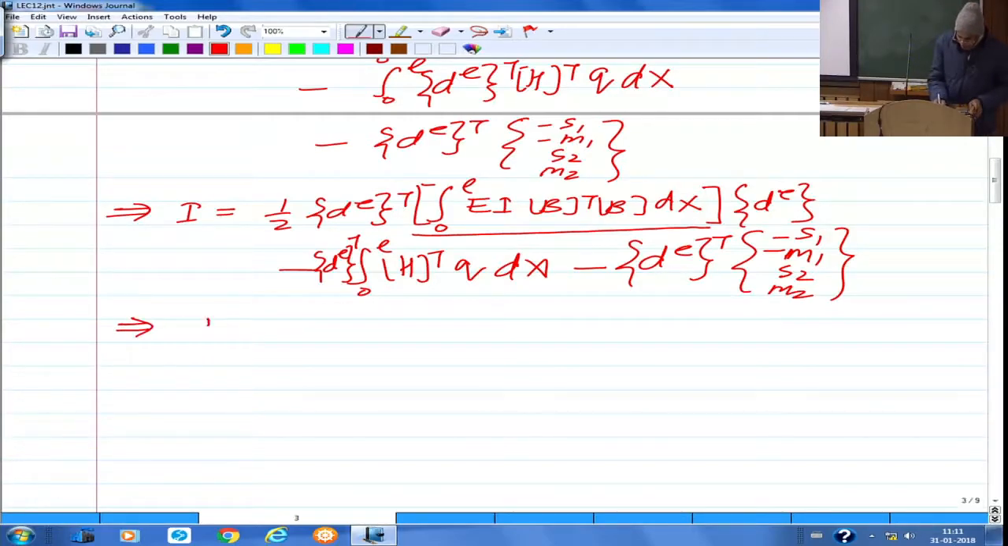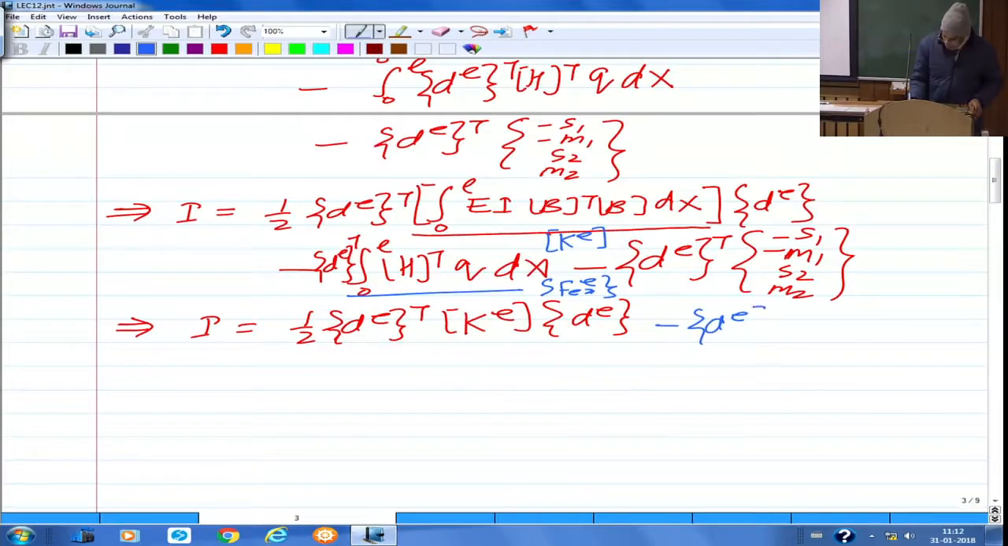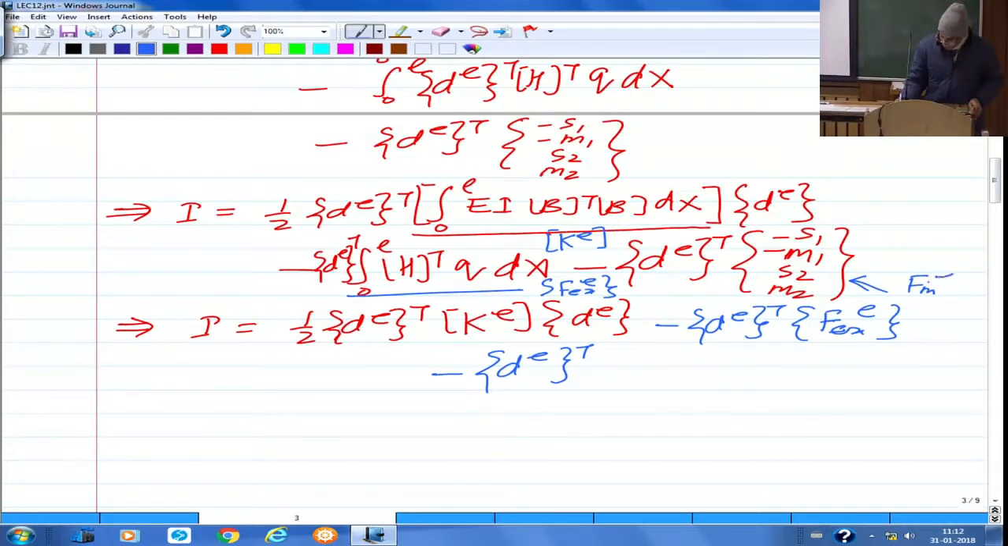So we rewrite this as half of d^e transpose into K^e, that is the element level stiffness matrix, into d^e. So this matrix, whatever you have got here, you call as the element level stiffness matrix K^e. Let me call this integral F external for the element. So then this term can be written as minus d^e transpose into F external for the element, that is the load vector due to external distributed force, and then minus you have this d^e transpose, and let us call this quantity, as we did earlier, F internal for the element.